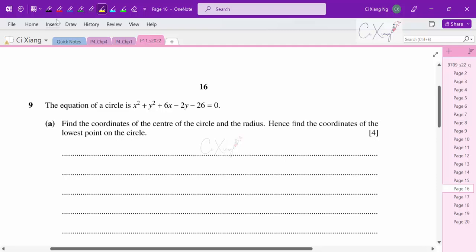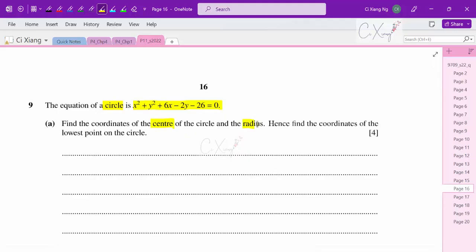Okay, so question number 9. We are given this equation of a circle, and they want us to find the coordinates of the center of the circle and also the radius. Then find the coordinates of the lowest point on the circle. Right, basically, to get the center and also the radius, the method that I usually use is completing the square. And I want to rewrite it into standard form.